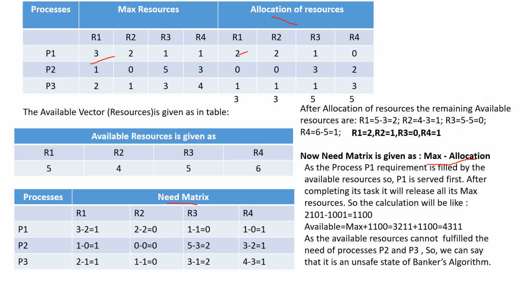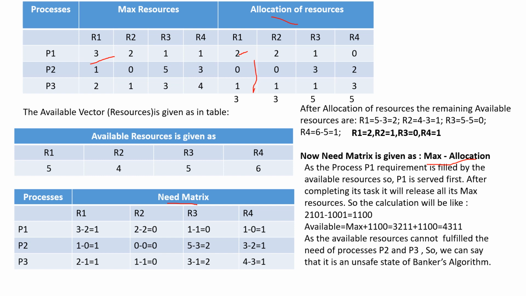Now the available resources will be given. What is the total number of resources which are available? It is given in this table. Now we have to calculate the number of resources which are allocated. So we sum all these resources, which comes to 3 for R1, then the summation of resources R2, which is also 3, R3 is 5, R4 is 5. Now the resources left over are the available resources, which will be 5456 minus 3355. So it will come to 2101.